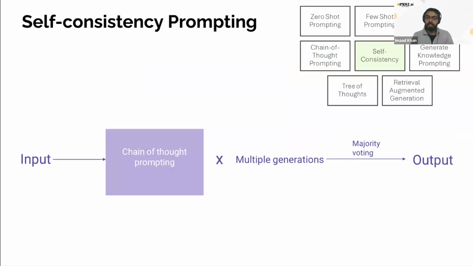The way you do it is basically you have your input, chain of thought prompting, and you do multiple generations, and then you finally come up with a majority voting of which generation is the right generation, and then you give that as output to the user. Self consistency prompting and auto chain of thought prompting sort of overlap, because in both cases you have multiple chains of thought being generated, and then you use a technique to finally come up with the best output. But this was also being developed as a separate prompting technique initially.